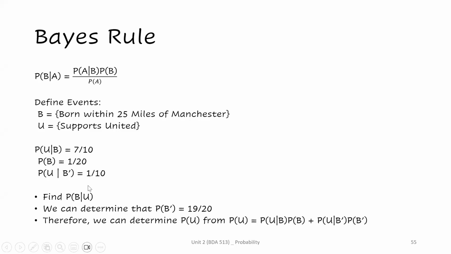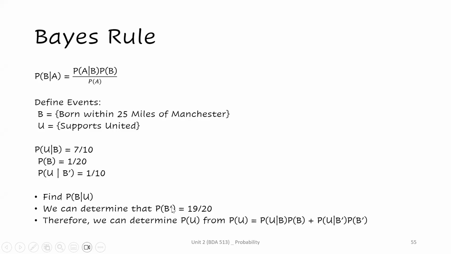Yeah, okay. So now we can determine B prime too. The answer is just here. We can determine B prime too, okay? So somebody not born within Manchester. The last thing, were you going to say the same thing? Okay, I saw your hand up, so I thought you were asking. So we can determine that it is 19 over 20.